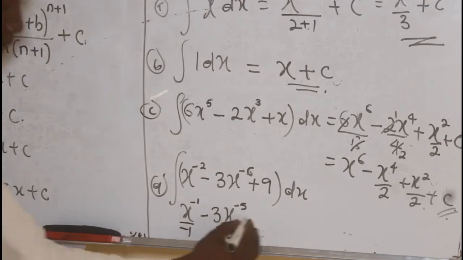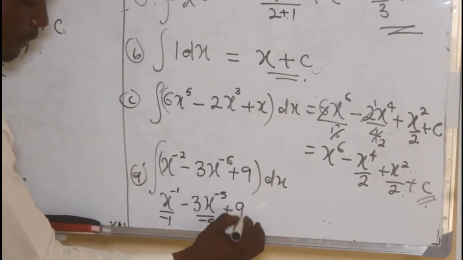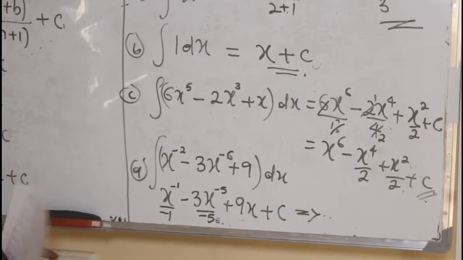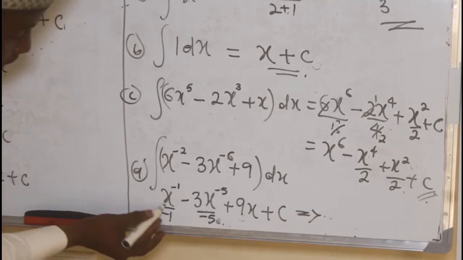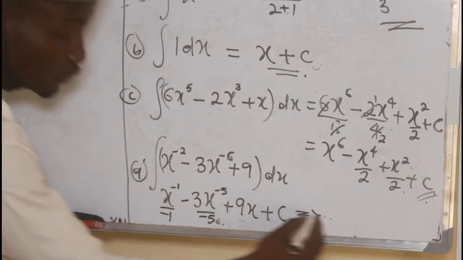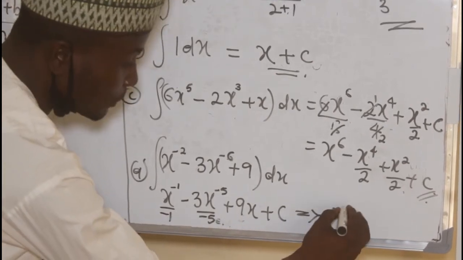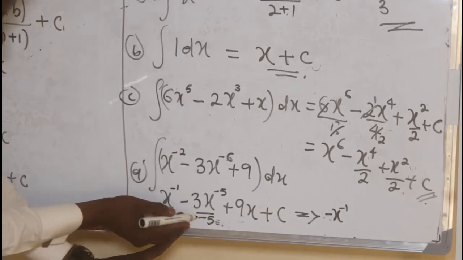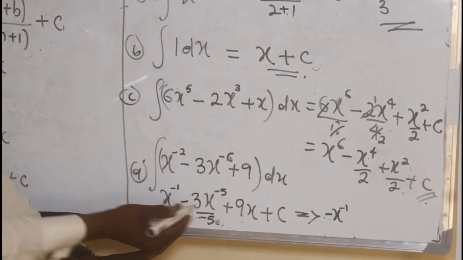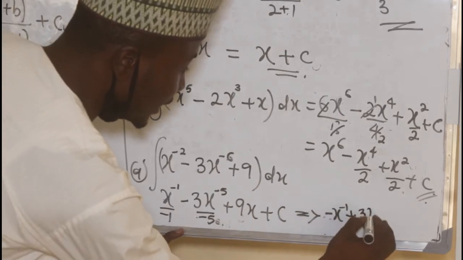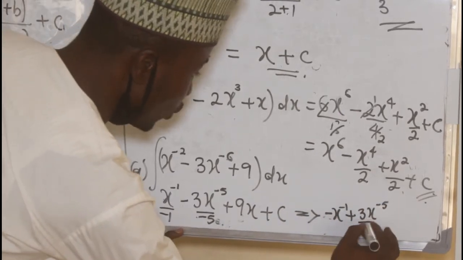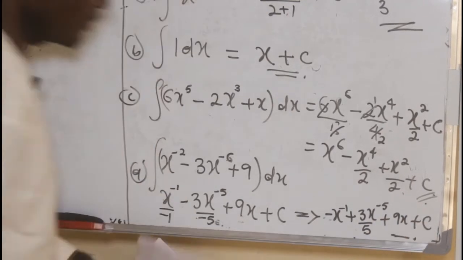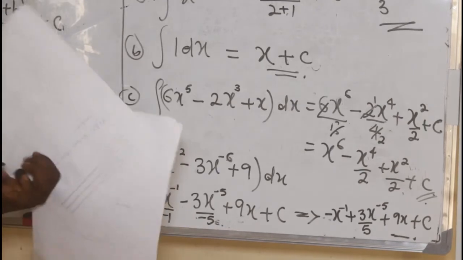Plus the integration of 9 is going to give us 9x. So finally, this is going to be written as: x to the power of minus 1 over minus 1 is going to give us minus x raised to the power of minus 1. Minus here is plus, because this minus will affect this. Are we together? So it's going to give us plus 3x raised to the power of minus 5 over 5, then plus 9x plus the constant. I want you to understand it.